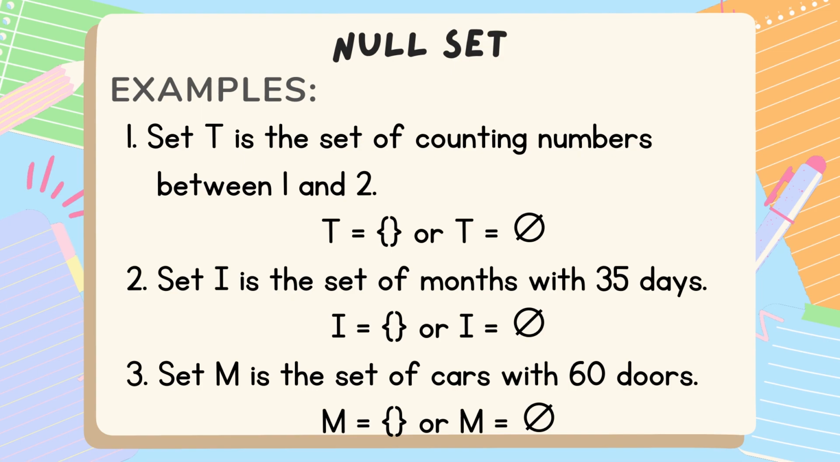Next, number 3, set M is the set of cars with 60 doors. As of record, there is no car with 60 doors. Therefore, that is an empty set. Take note, dear learners, if we have a null or empty set, just write braces or the circle with a slash. Do not put 0 inside the braces. Once an element is written inside the two braces, it is no longer empty.